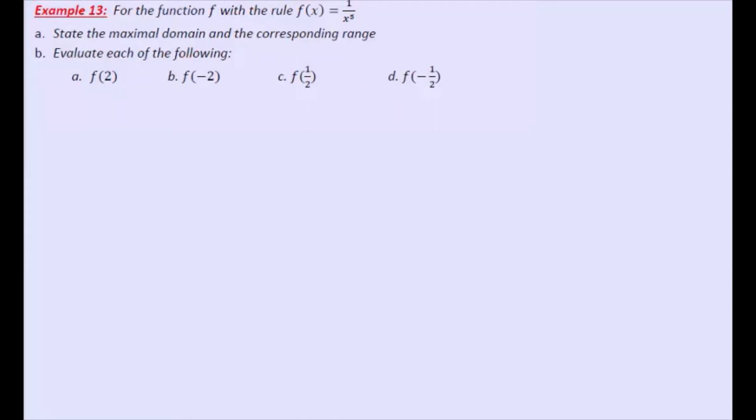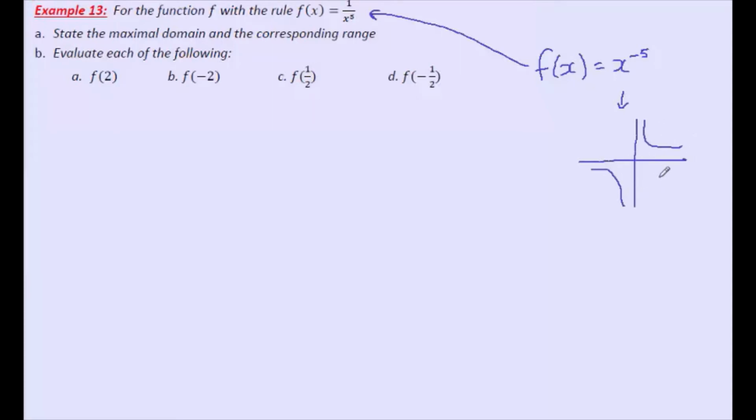We're asked to state the domain and range of a function that has a negative odd power, and then evaluate. So keep in mind when I say negative odd, f of x could be expressed as x to the negative 5. Therefore the power is negative and odd. So we know that it looks something like a hyperbola. It's just going to have stronger corners.